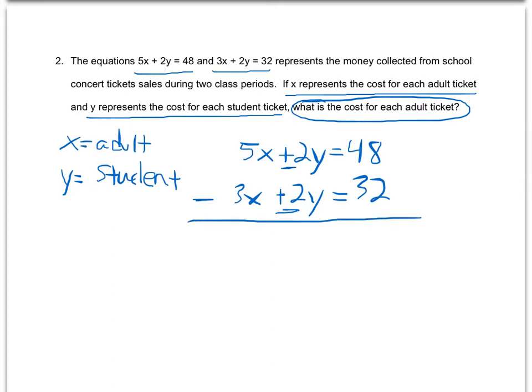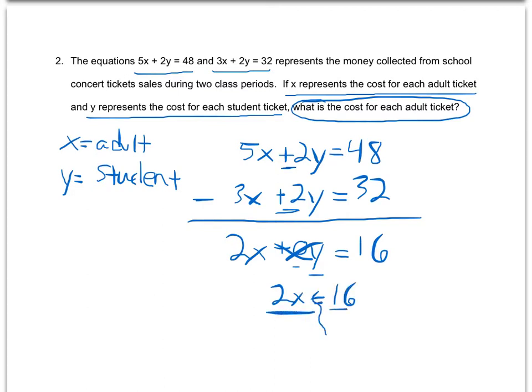So you would have 5x minus 3x would be 2x. 2y minus 2y cancels, or gives me 0y. And then 48 minus 32 would give me 16. So then I can just rewrite this, because 0 times any number will give me 0. So I'm left with 2x is equal to 16. Dividing by 2, x is equal to 8.